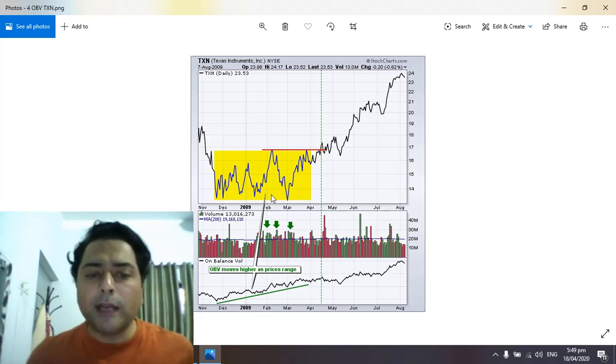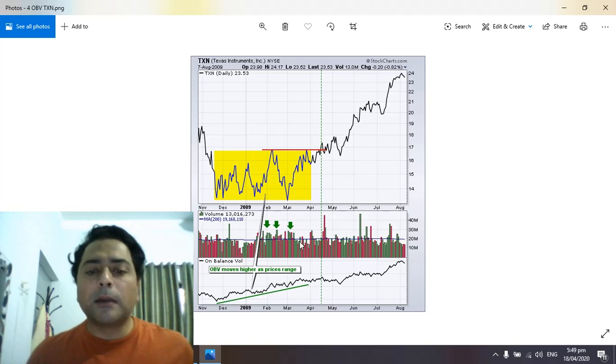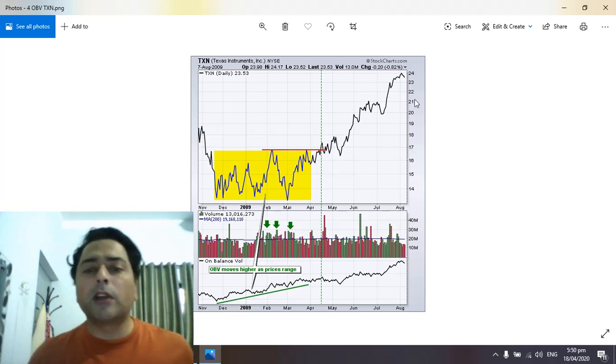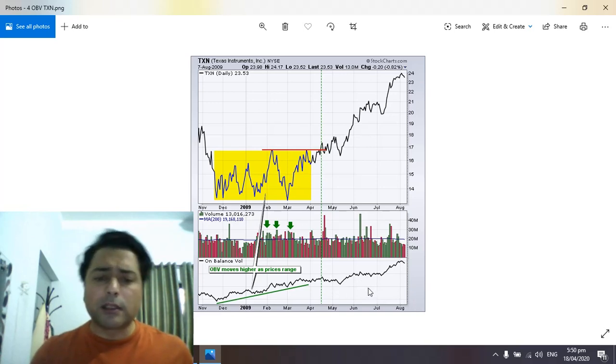OBV is moving higher, which is confirmed in mid-April when there's a breakout in the price, and the price moves from $17 to $24 till August.